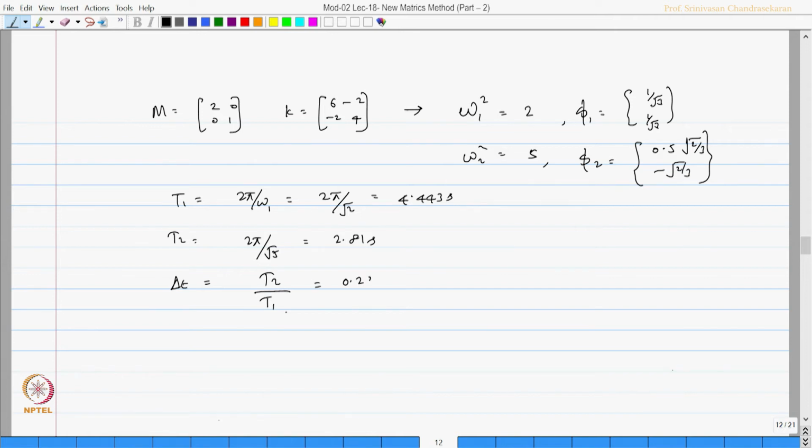So, delta t should be considered as 1/10 of the lowest period. I take it as 0.28 seconds in this example.